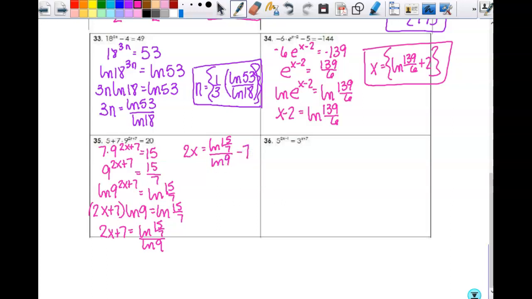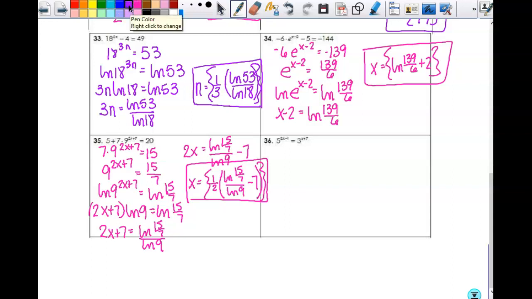Okay, and the minus 7 is on the outside there. Then I'm going to have to divide by 2, which is the same as multiplying by 1/2. The whole thing on the right-hand side has to get multiplied by 1/2. So x is equal to 1/2, big parentheses, natural log of 15 over 7 over the natural log of 9 minus 7. Then I close my parentheses. That is my answer there.